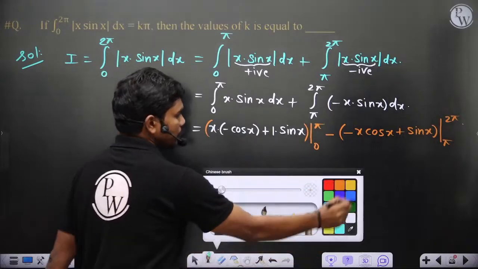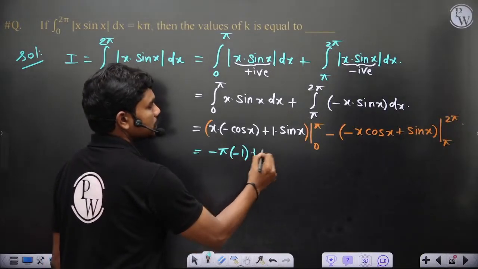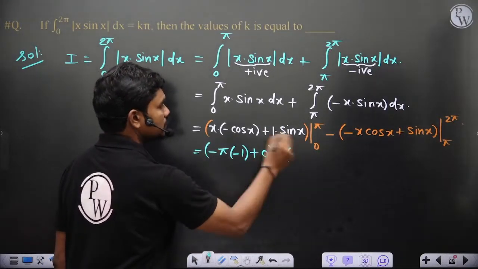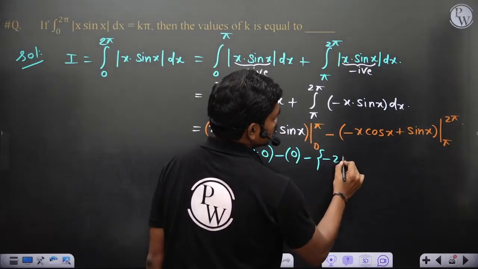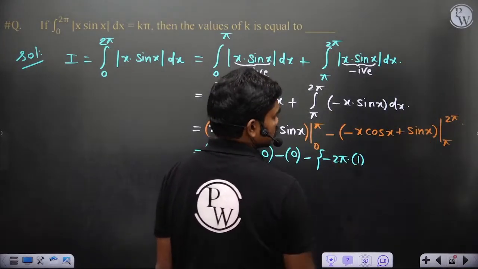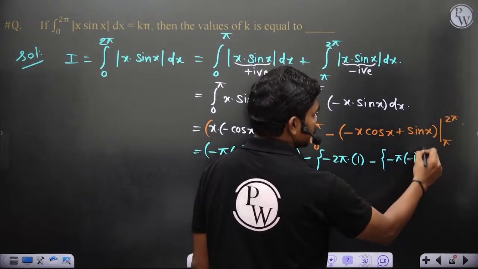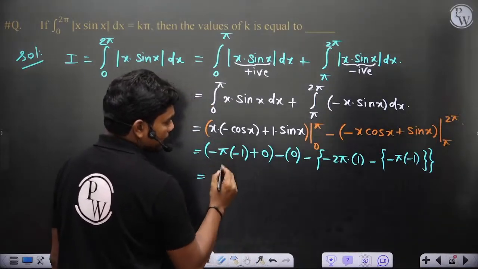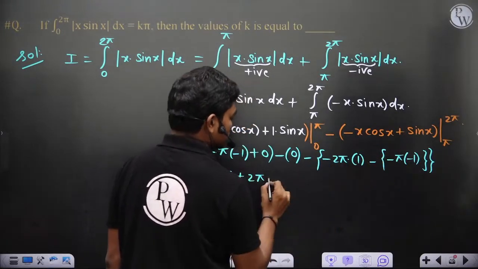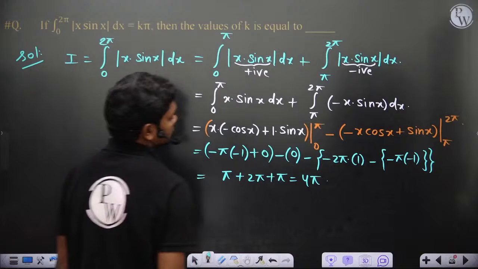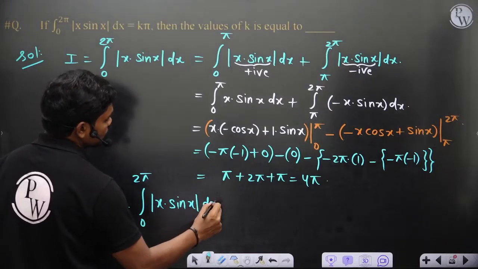So let's substitute the values. When you put pi here, this is minus pi times cos pi, which is minus 1, plus sin pi, which is 0. When you put the lower limit 0, this is 0 and this is also 0, so this is totally 0. Minus, when you put x equal to 2 pi, minus 2 pi, cos 2 pi is 1, sin 2 pi is 0, then minus of, putting pi here, minus pi into cos pi, which is minus 1, sin pi is 0. Let's simplify: minus pi into minus 1 gives pi, minus of minus gives plus 2 pi, again plus, so one more pi. In total it is 4 pi. Therefore the integral 0 to 2 pi of |x sin x| dx is equal to 4 pi.